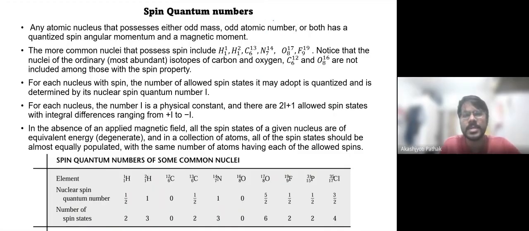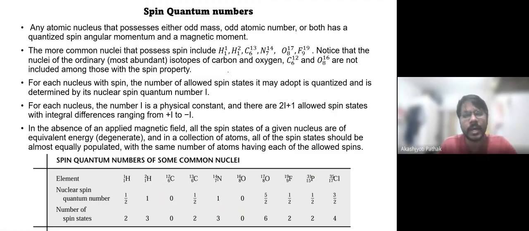Okay, so now coming to spin quantum numbers. The spin quantum number, as we discussed just now, can have values 0, half-integer values, or integer values. It can be determined from the atomic number and the mass number. So depending on whether your mass number is odd or even, you can comment on what value will be taken up by the nuclei.